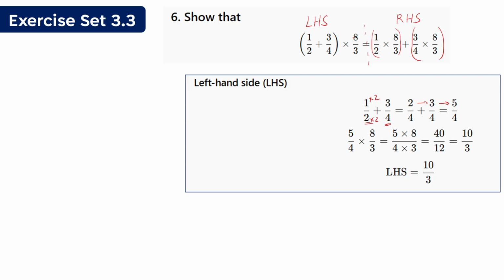Now we have to multiply this with 8 thirds. For multiplication, you don't need to have common denominators. It's easy. 5 times 8, 4 times 3. 5 times 8 is 40, and 4 times 3 is 12. And this could be reduced by 4. The greatest common factor is 4. 40 divided by 4 is 10. 12 divided by 4 is 3. This is an improper fraction. You can just change that if needed. But let's do the right-hand side first.